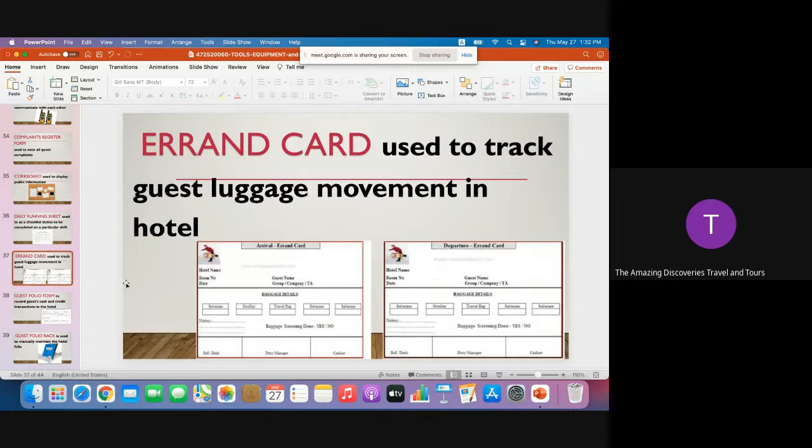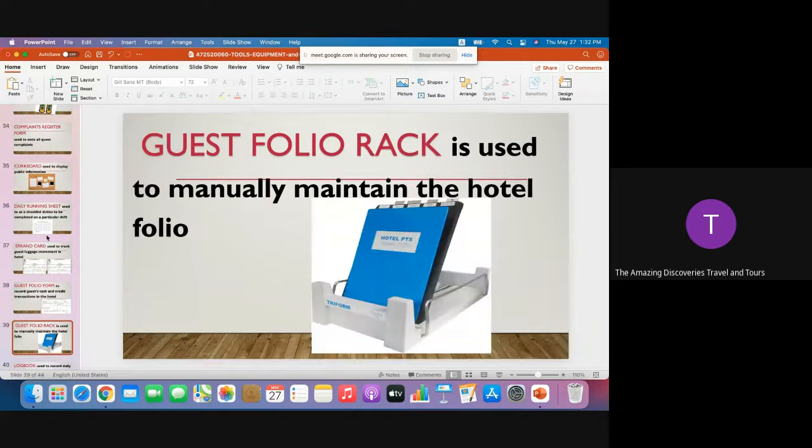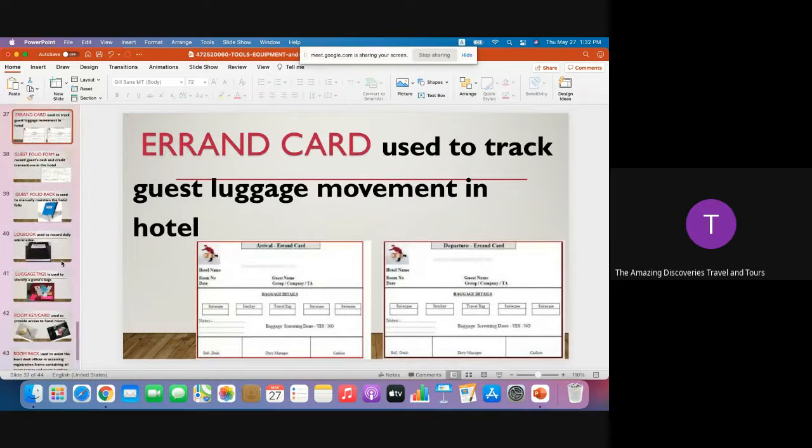Errand card is used to track guest luggage movement in the hotel. Currently, it is no longer used. What we use now instead of the errand card is the bag tag. Bag tag.